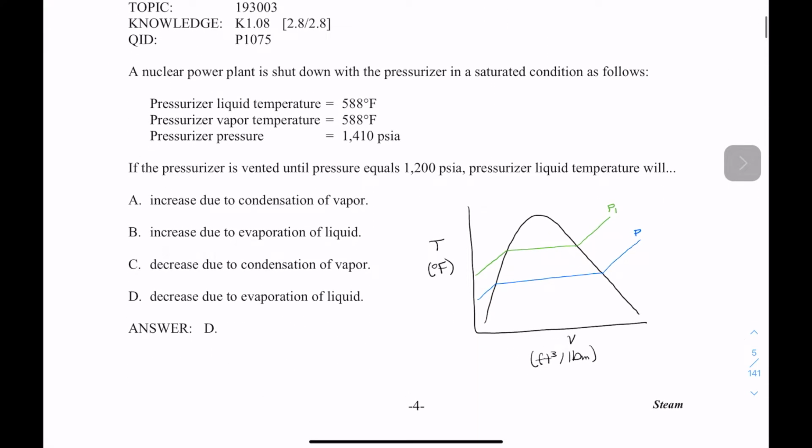Okay, next one is P1075. A nuclear power plant is shut down with the pressurizer in a saturated condition as follows. So I have this pressure and temperature. If the pressurizer is vented until pressure equals 1200, I start with this pressure here, and then I end up with this other pressure. What's going to happen? I'm decreasing my pressure, right?